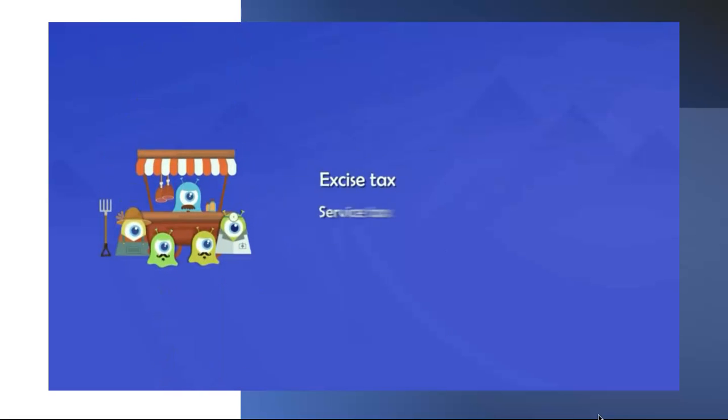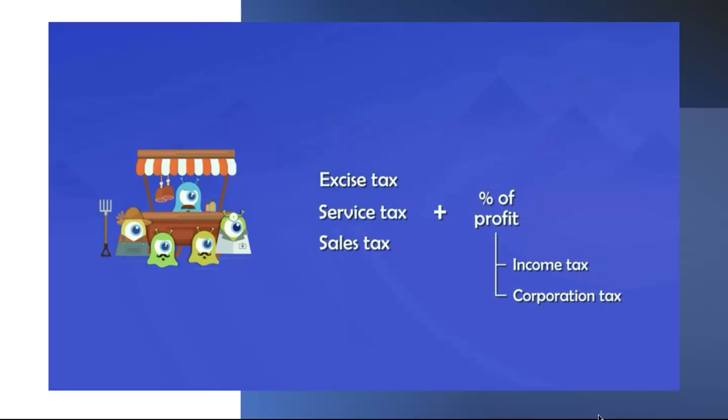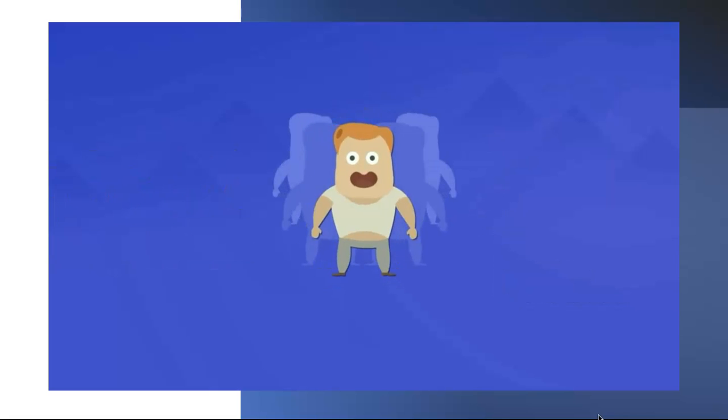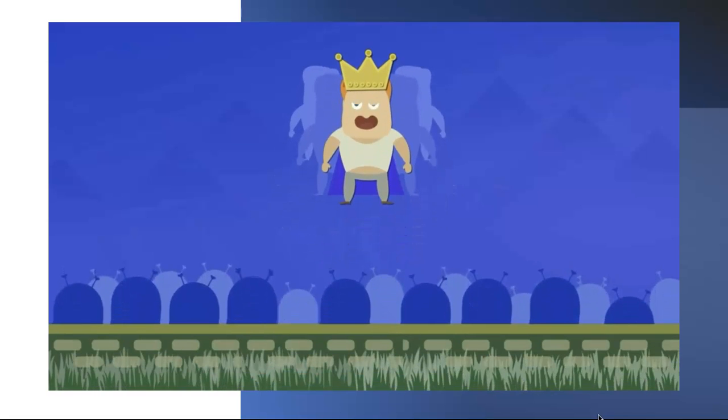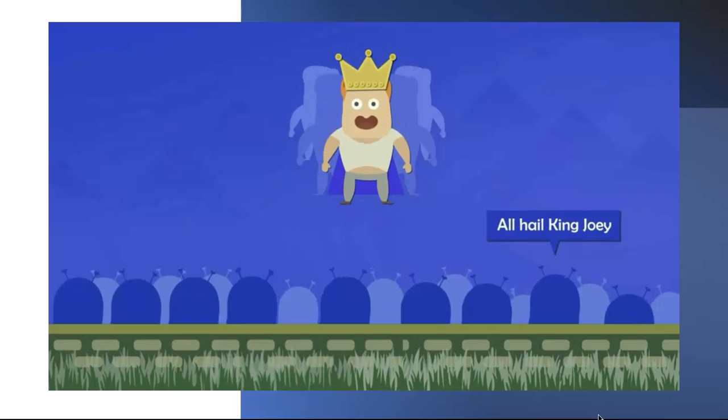Later, Joey decided to levy the taxes on the profit earned by manufacturers and called them income tax. So traders and manufacturers started paying two types of taxes, the indirect taxes and the direct taxes. Soon, Joey became the king, and his village became his kingdom. People were paying taxes, the kingdom was flourishing, and everyone lived happily.